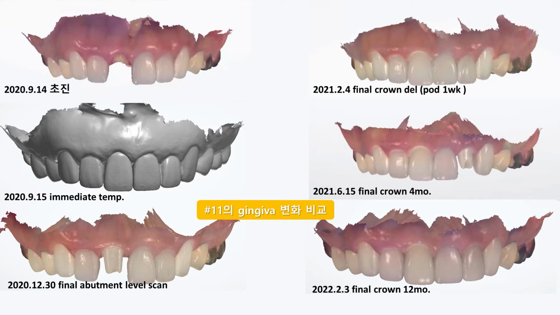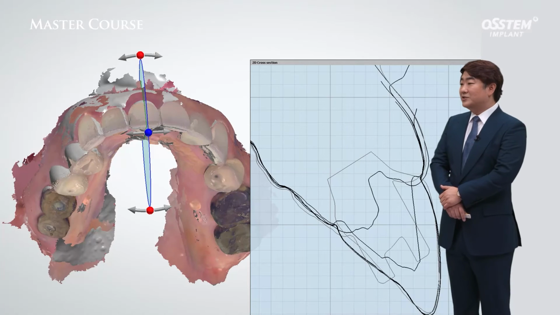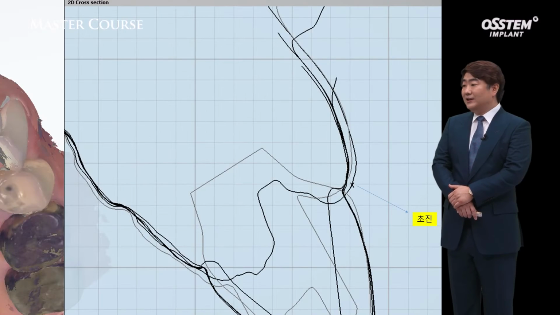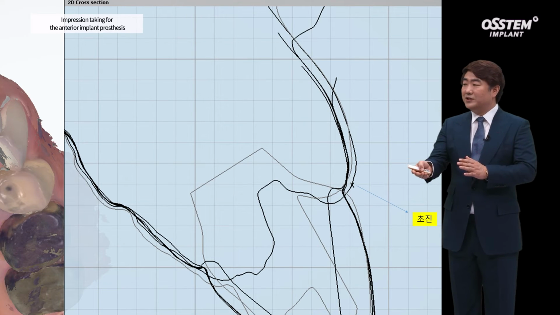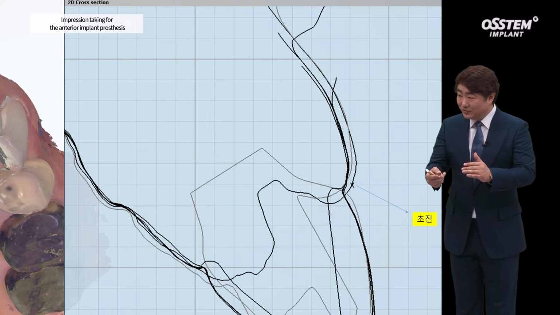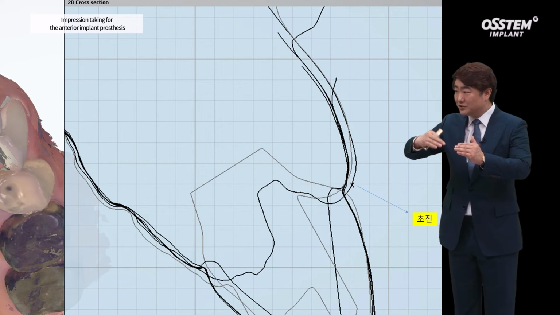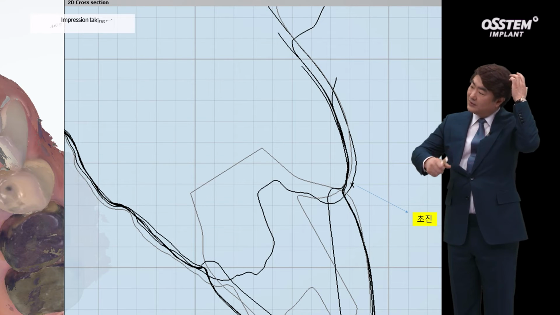First, for the number 11 comparison, I superimposed these 6 scans into one image. As you can see, there are a lot of scans, so it's a bit confusing, but still, at the initial visit, of course the crown was fractured, so the gingiva might have slumped, but there was big volume, and the gingiva margin was also on the lower side.